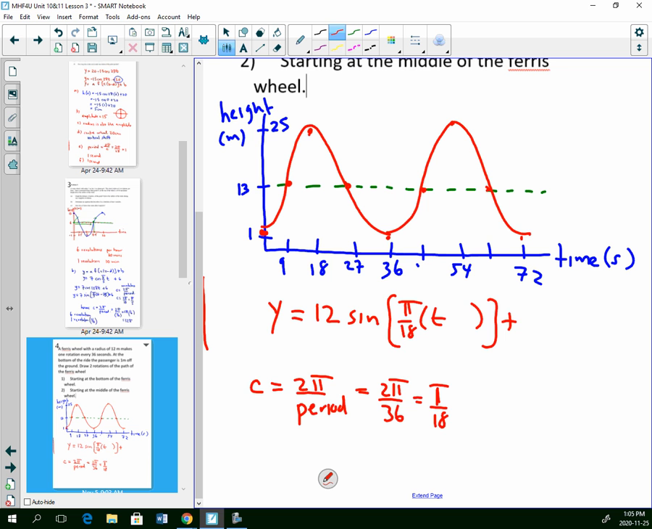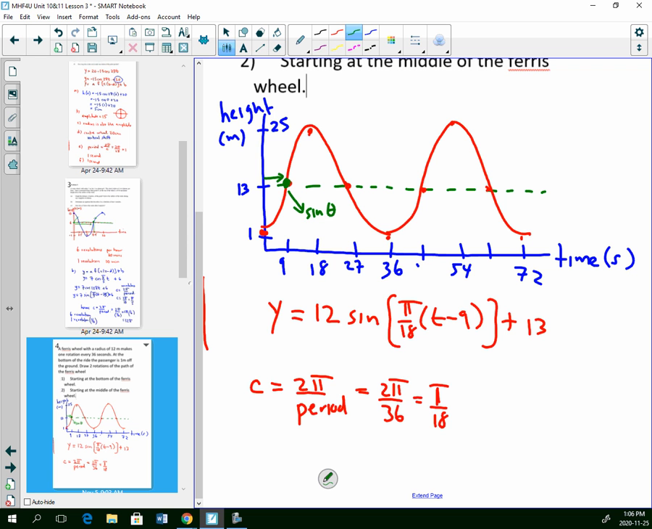And the vertical shift, or the middle, is at 13. Okay, so from here I'm doing sine. Sine starts at the middle and goes up. So here's sine, the start of sine. So it's shifted to the right 9 seconds. So we'll put -9 for sine.